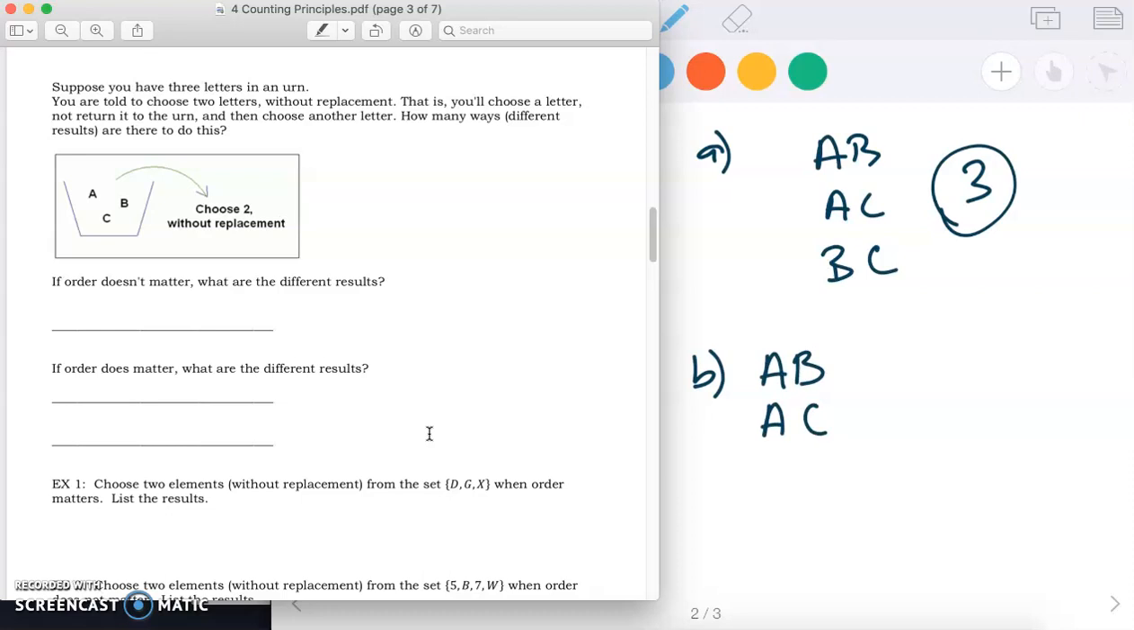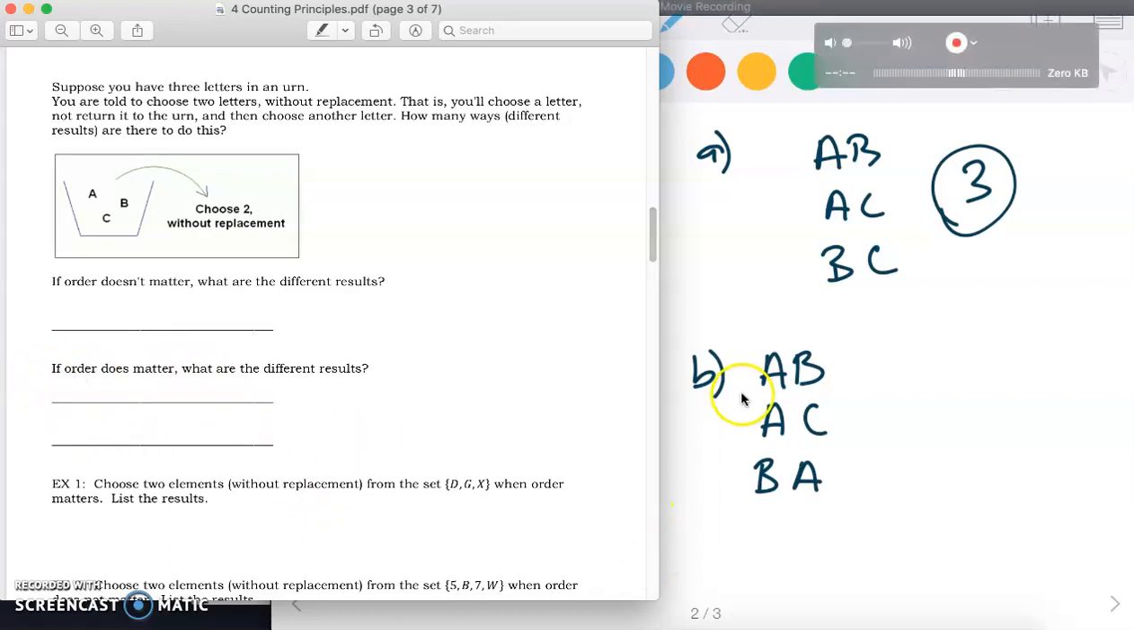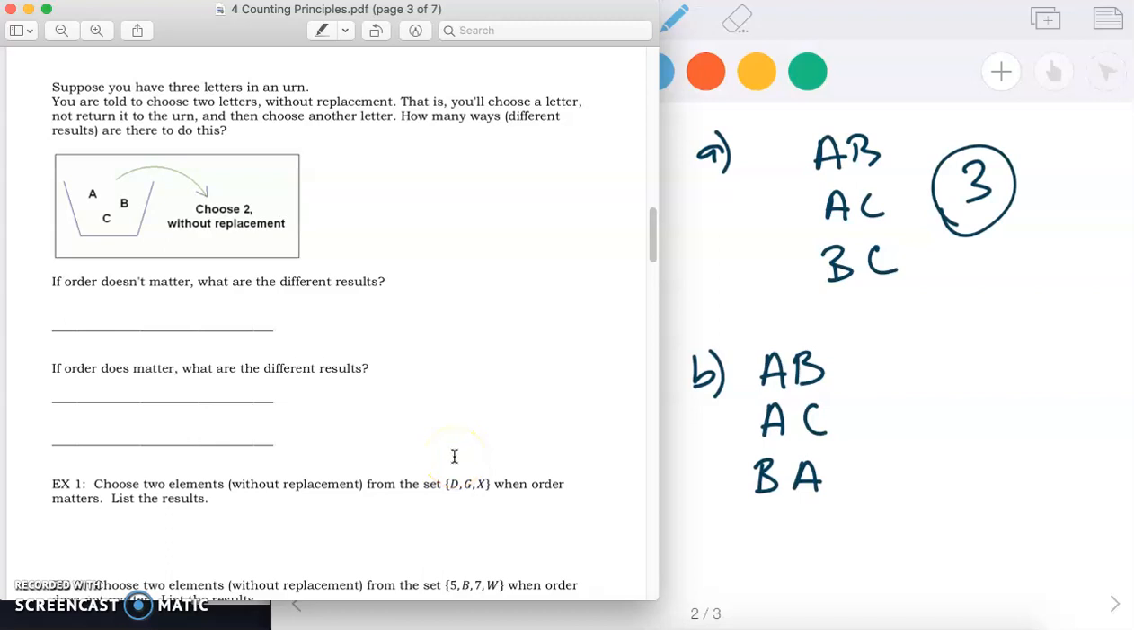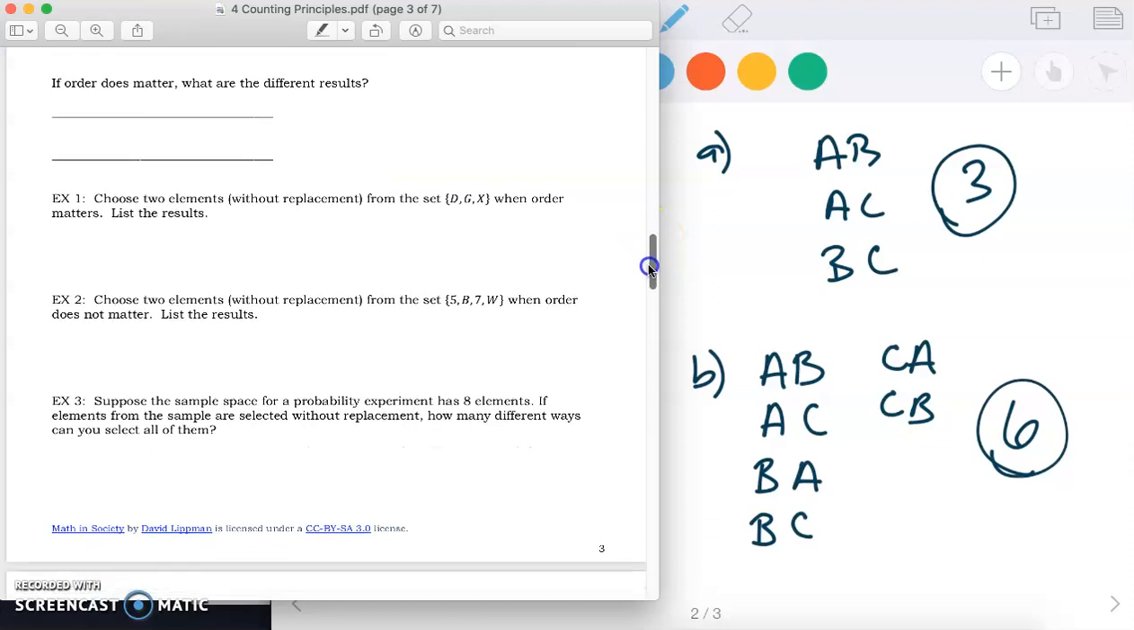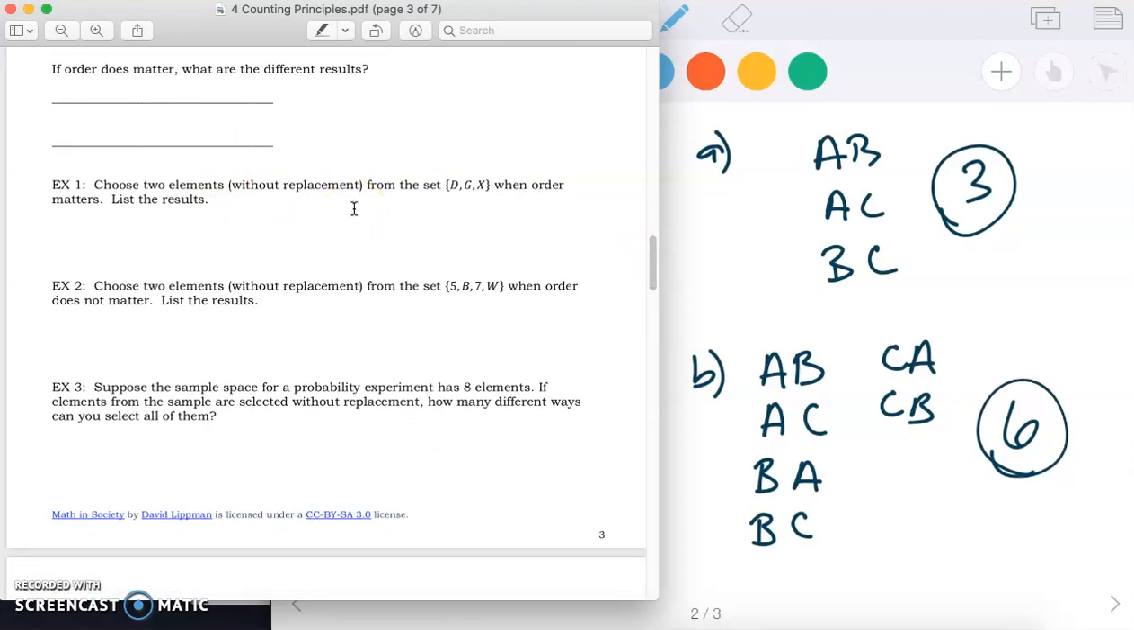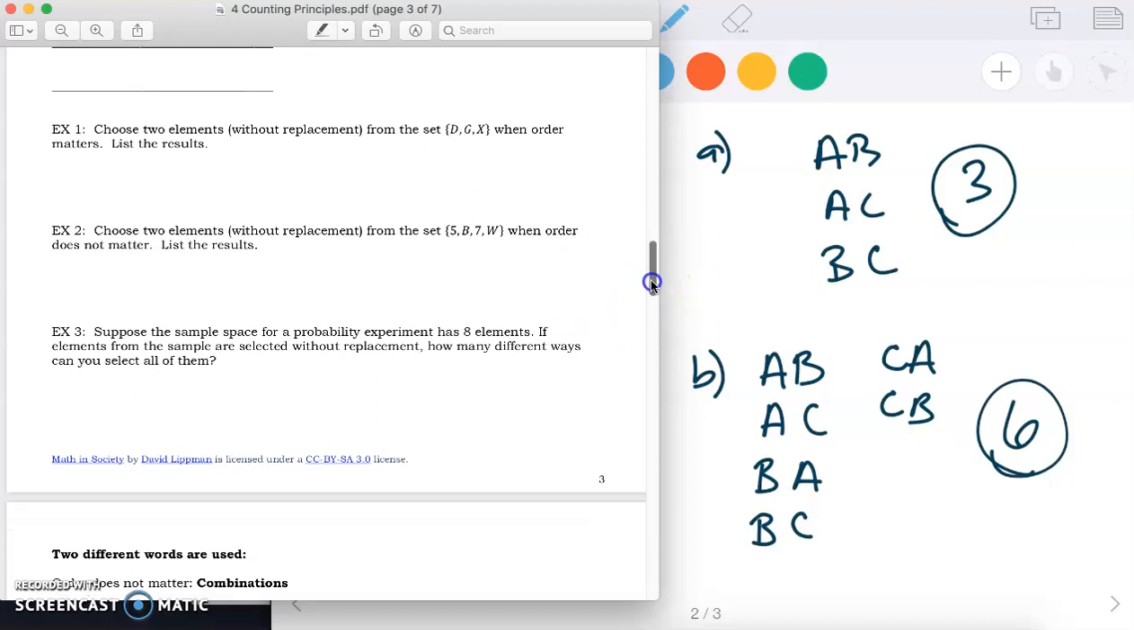Then if you pull a B first, now if we get BA, that does matter because here it says order does matter, so we're counting both AB and BA. So we have BA, and then we could pull a B and get BC. Now if we pull a C first, we could get CA. Again, we already have AC here, but we are counting it because order does matter this time. And same then if we get C and we get CB. So now we have 6 outcomes. So if order doesn't matter, we have 3 outcomes, and if order does matter, we have 6. All right, let's go down. Here's the exact same thing, without replacement, just looking at the different order. So that's the example of how you pull them out.